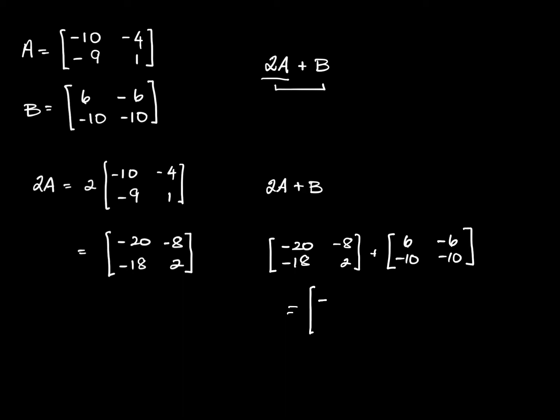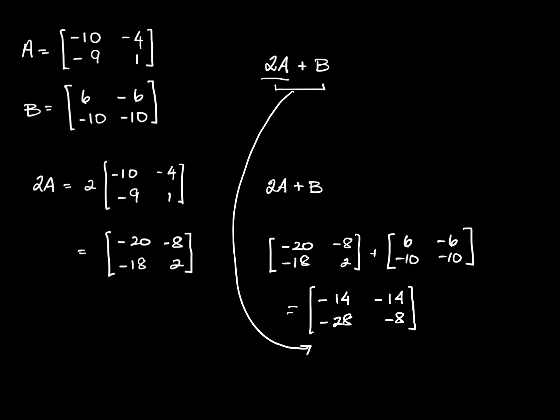negative 20 plus 6 is negative 14. Negative 8 plus negative 6 is negative 14. Negative 18 plus negative 10 is negative 28. And 2 plus negative 10 is negative 8. And this then is the result of 2A plus B.